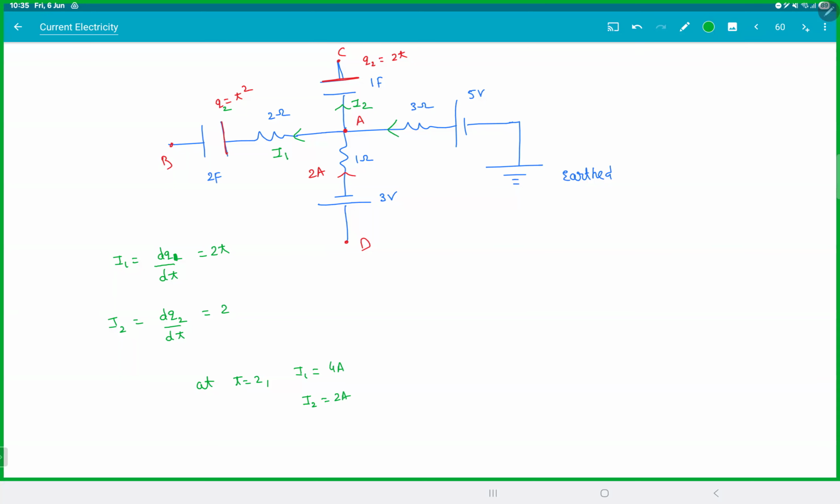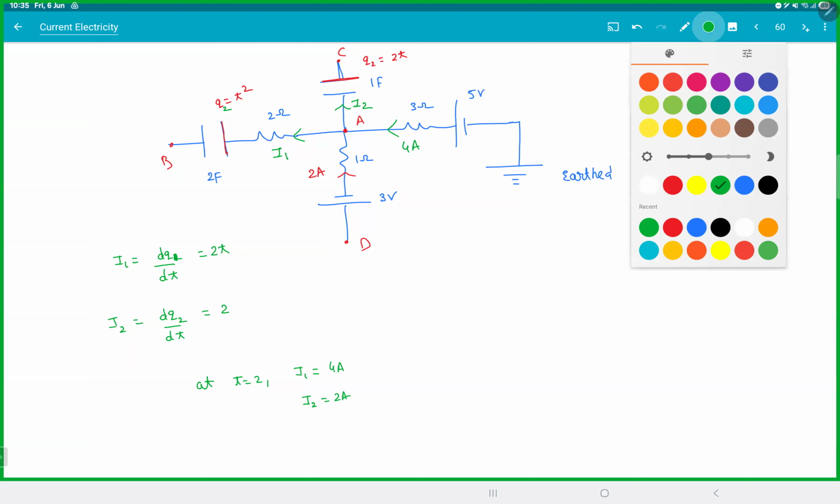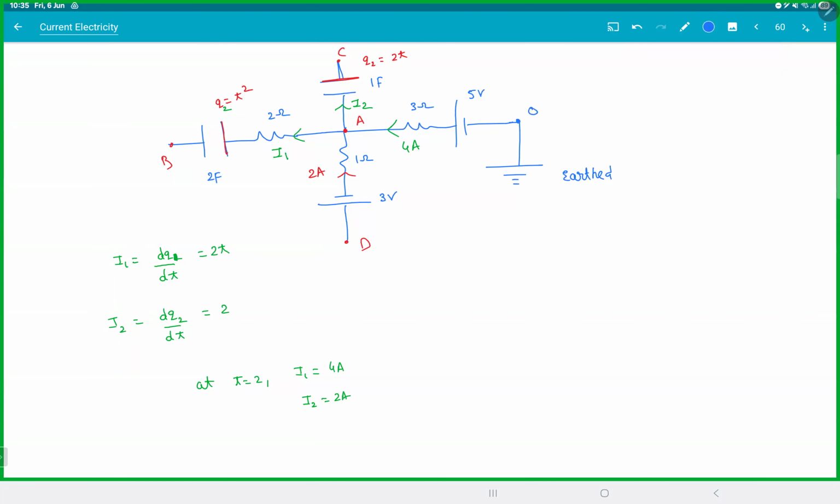Then this current will be how much? That is 4 and 2. So this current is 4 ampere, isn't it? And this is grounded, so this is 0. There, now you can start. So this I2 was 2 ampere and I1 is 4 ampere, and I know the current in all the branches. Now I can apply the junction law from O to A, then A to C, A to B, and A to D.